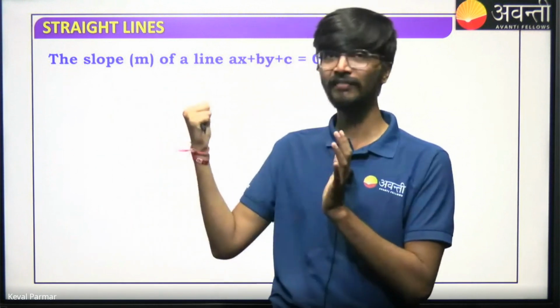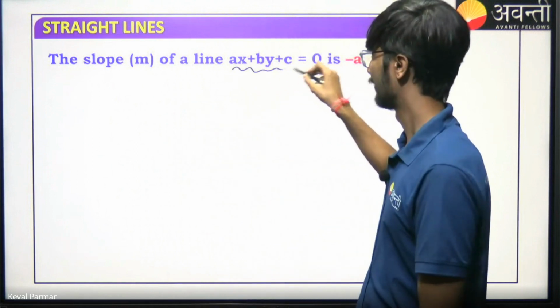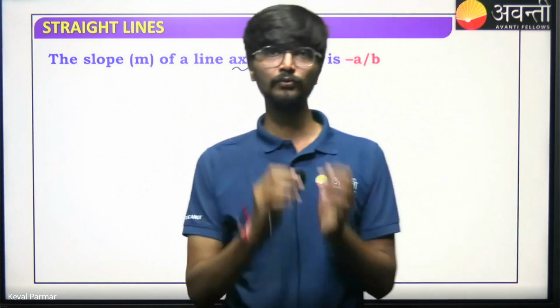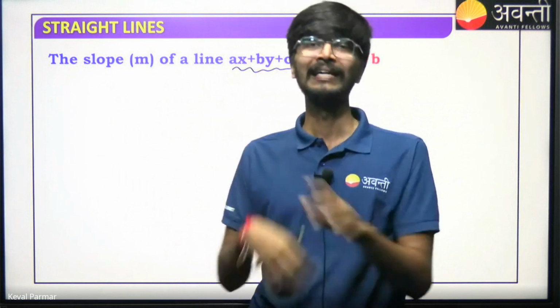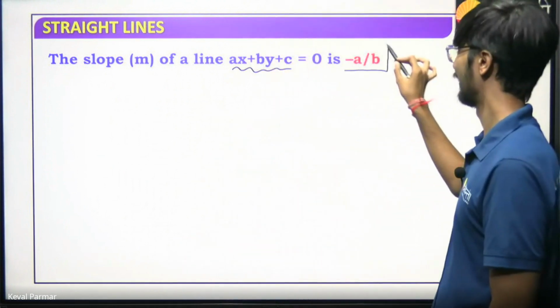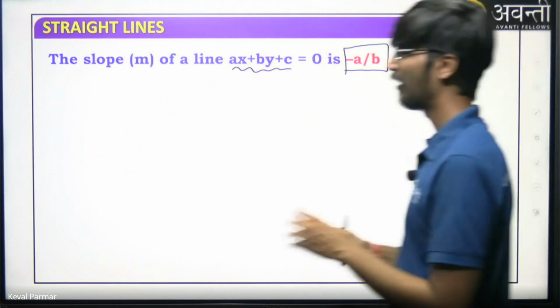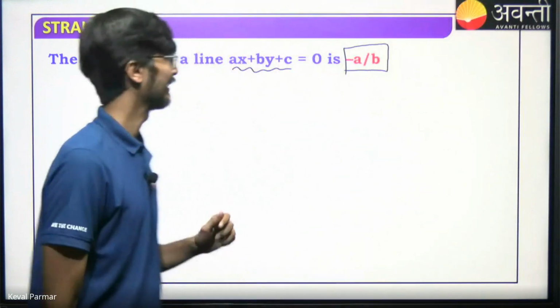And now this is the third way of getting the slope, when we have the equation of line, that is ax plus by plus c equals to 0. If this is the equation of line, then my slope will be minus a upon b. So let's see how we got the slope minus a upon b.